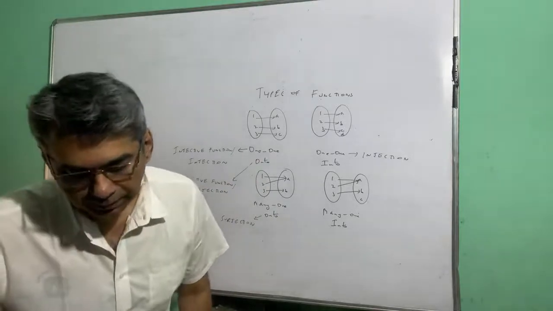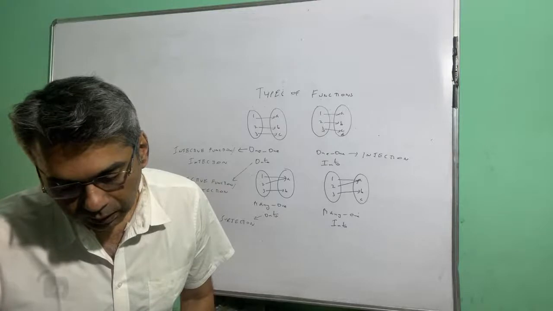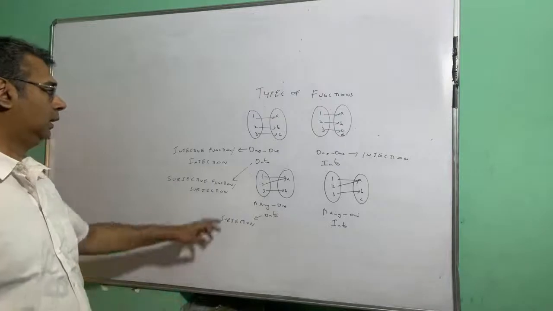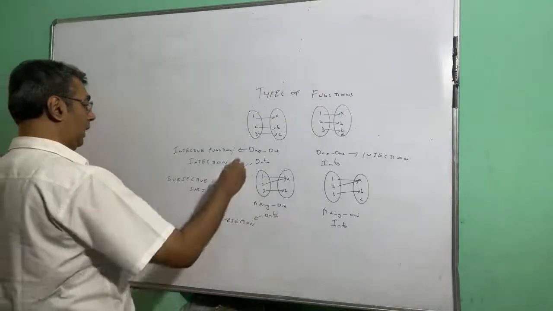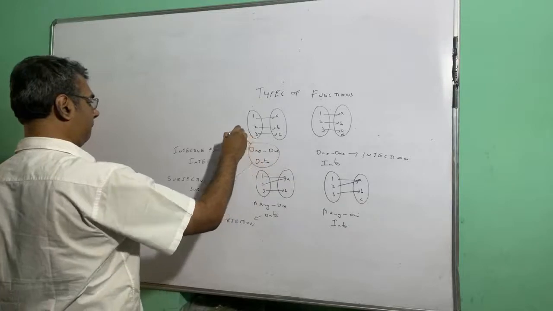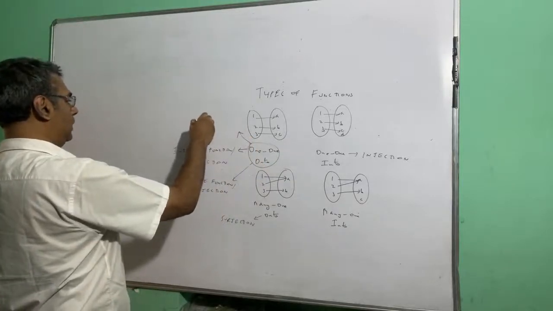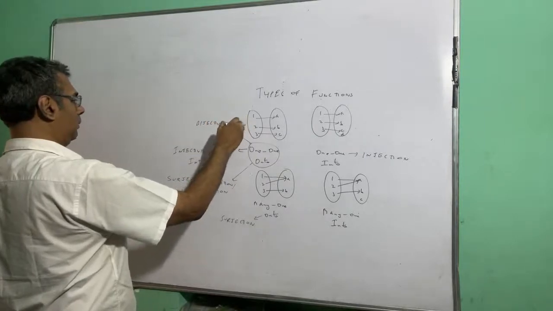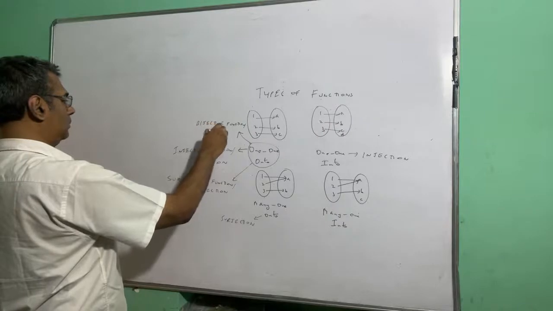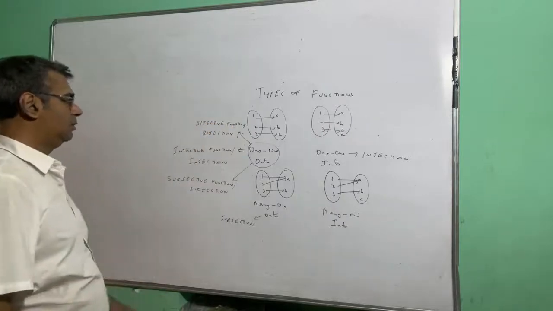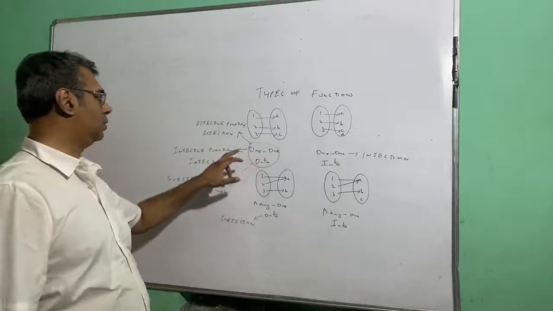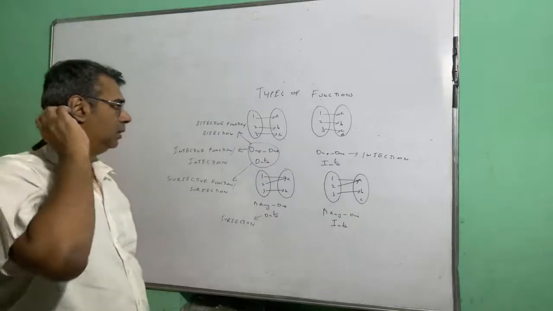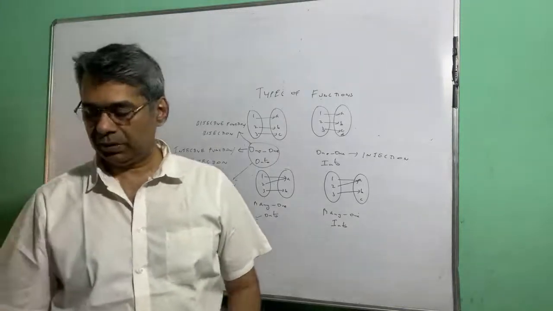And a function which is 1 to 1 and onto both, if it is both 1 to 1 as well as onto, then that function is called a bijective function, and it is also called a bijection. So these are the 4 types of functions.